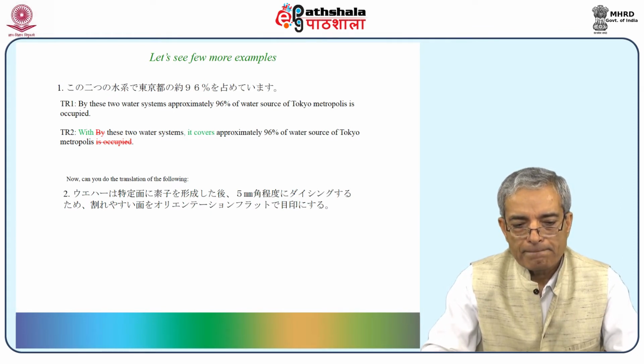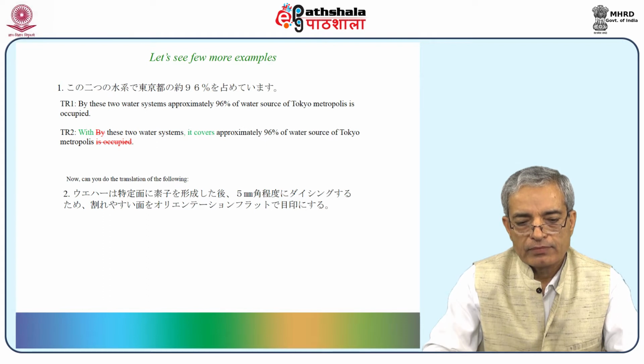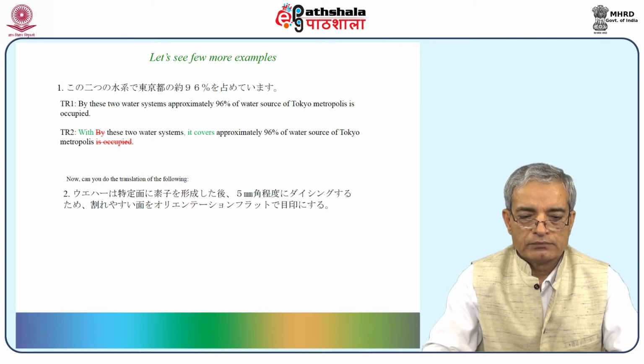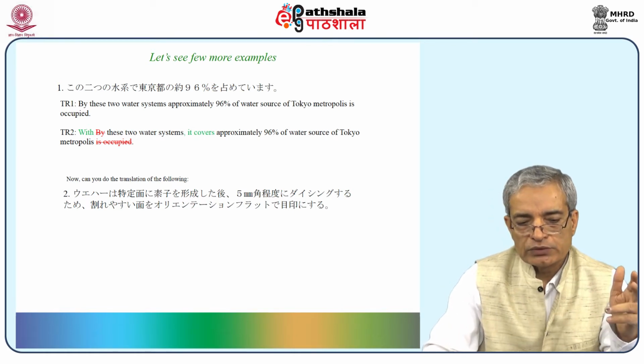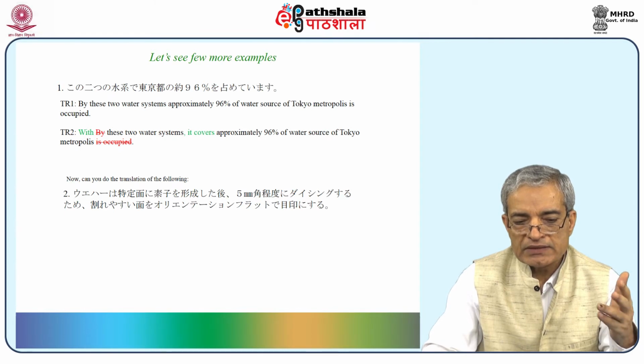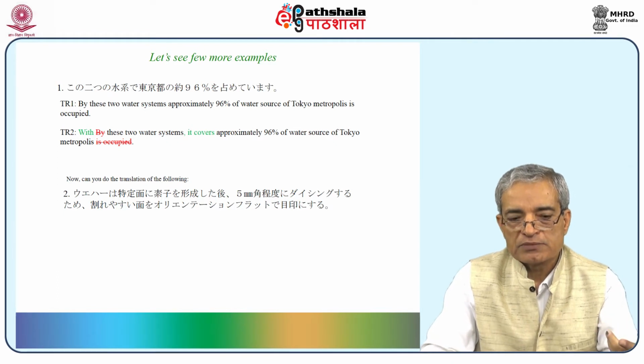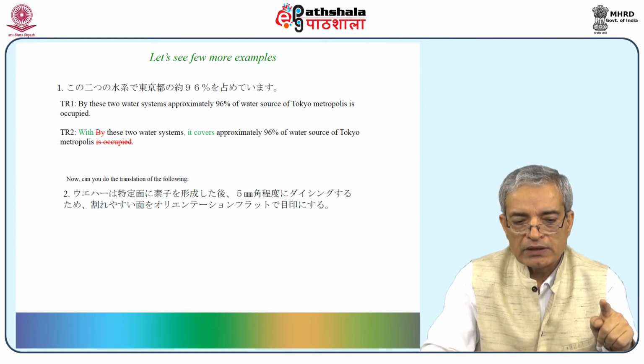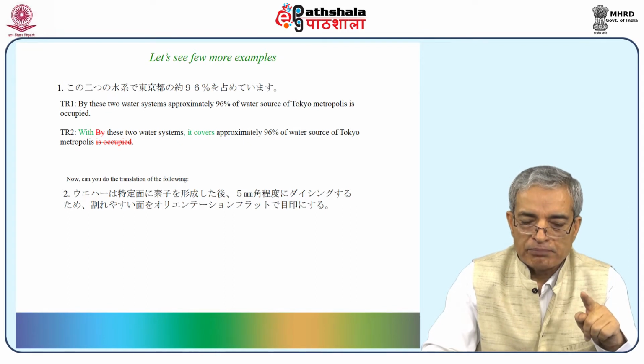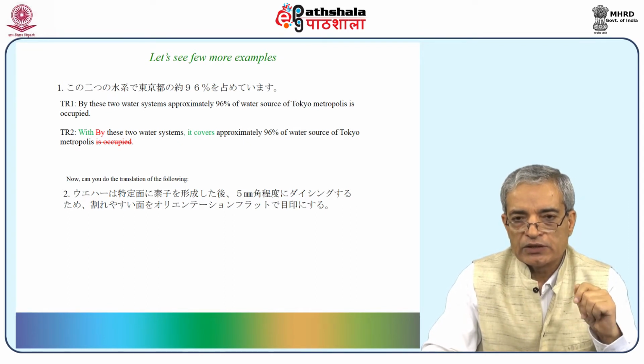And next one is, with these two water systems, it covers approximately 96% of water source of Tokyo metropolis. I hope you can make out the difference. There is occupied or it covers. This is one part which was not correct, but this is not what we are focusing on in this module. But if you see, it was translated as "by" initially, and it has been converted into "with".